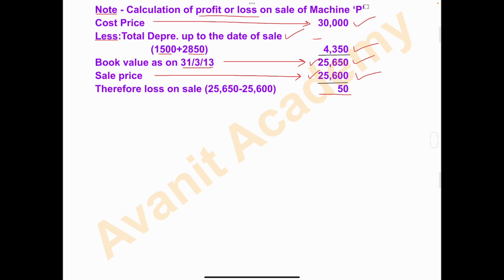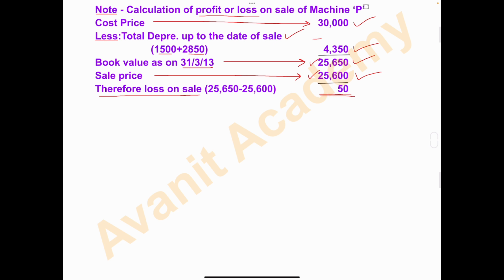Actual value is 25,650 and we have sold this machine P for rupees 25,600. So 50 rupees loss again. Therefore, loss on sale is 25,650 minus 25,600. So difference amount is rupees 50.